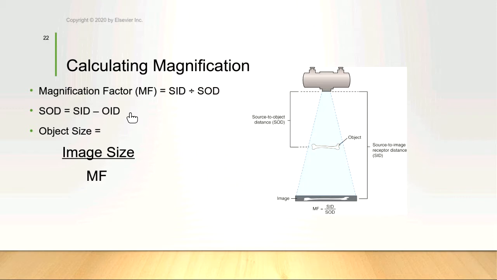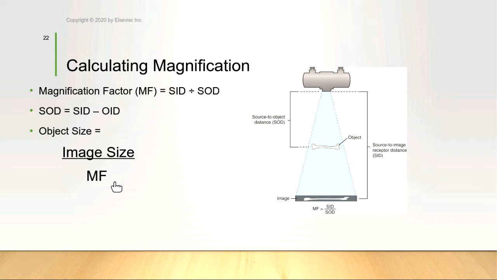So you can calculate the magnification factor by taking the SID and dividing it by the SOD. And your SOD is a calculation where you take your SID minus the OID. And then your object size would be the image size divided by the magnification factor.